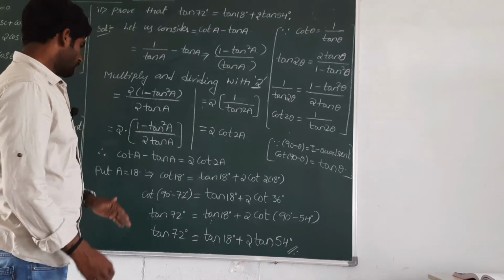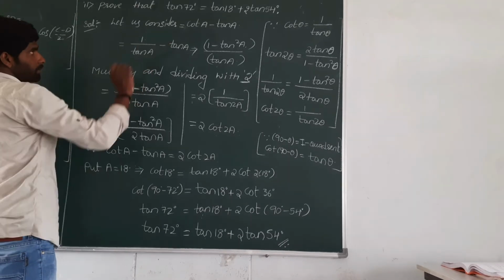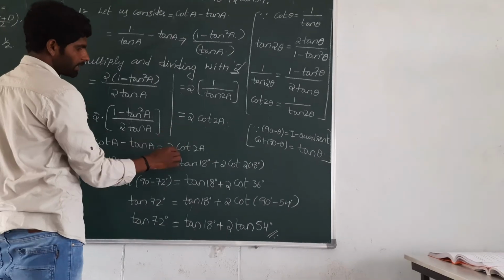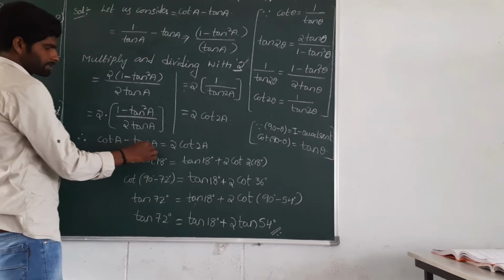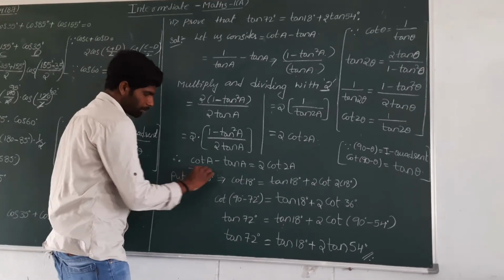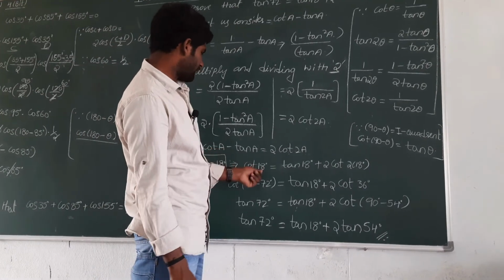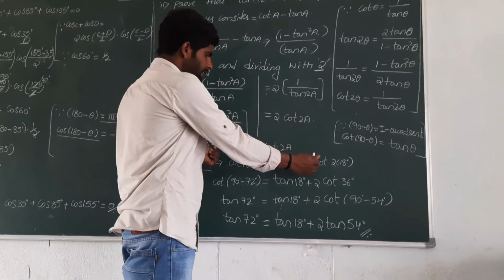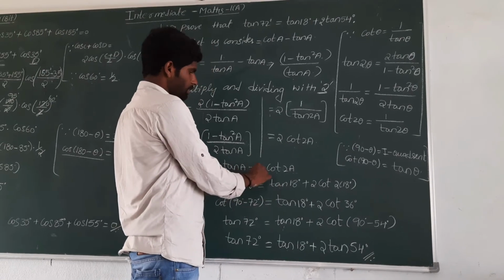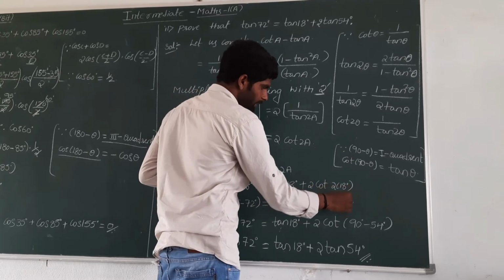So now, from the next step, cot A minus tan A is equal to 2 cot 2A. Put A equals 18 degrees. Cot 18 degrees, the minus we can take to the right side, it will be plus. Cot 18 degrees is equal to tan 18 degrees plus 2 cot(2 into 18 degrees). 2 18s are 36 degrees.